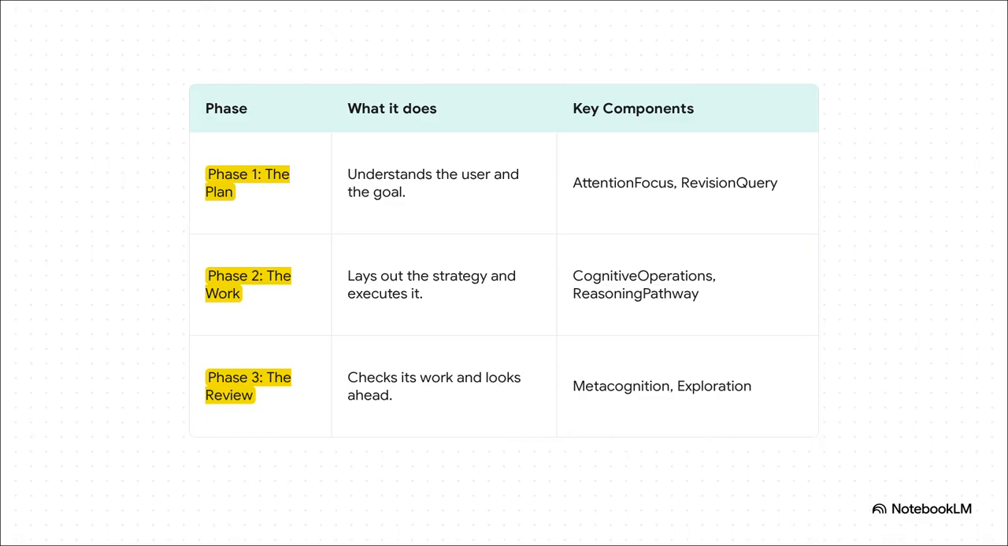Okay, so here's how it's structured. The whole process is broken down into 3 simple phases: the plan, the work, and the review. And each phase has these specific jobs. So in the plan phase, it does things like use a revision query, which means it actually asks you questions to make sure it understands the goal. Then, in the review phase, it uses metacognition, which is basically thinking about its own thinking, to check its own work for mistakes. It's like a built-in quality control system for AI thought.